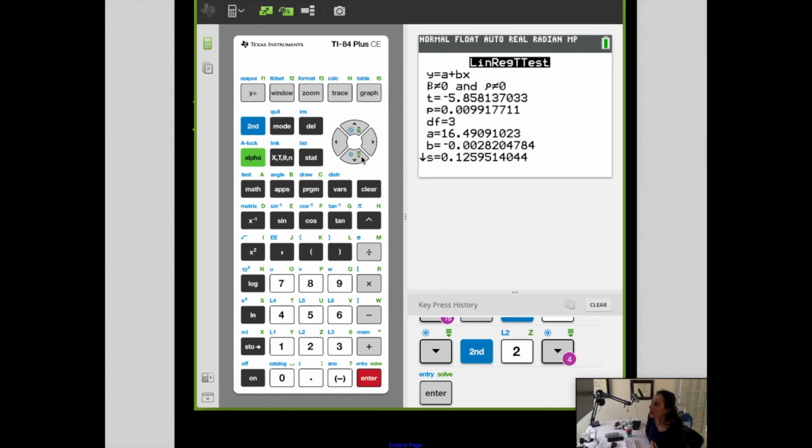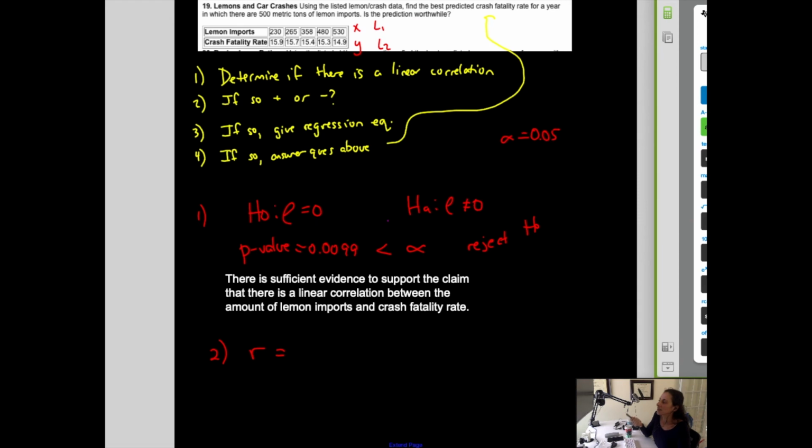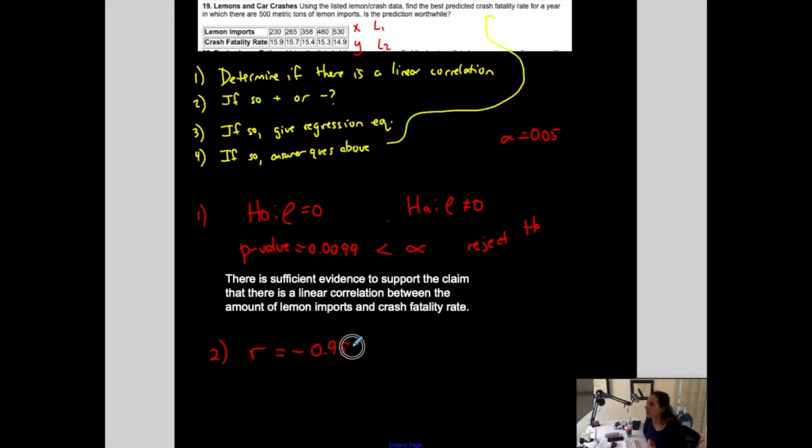I'm not changing that, but I'm scrolling down so that I get my r, which I expect to be negative because it's negative linear correlation, and it's strong negative linear correlation. This is close to -1. Negative 0.959. This is a strong negative linear correlation. This is very close to -1. So we know it's a negative linear correlation. Graphically, it looked like that. The correlation coefficient is stating that.